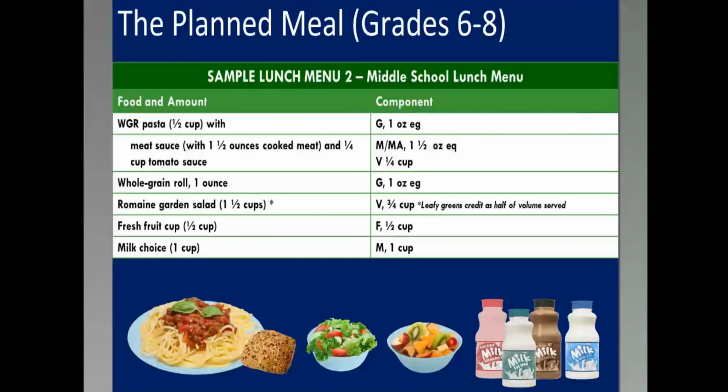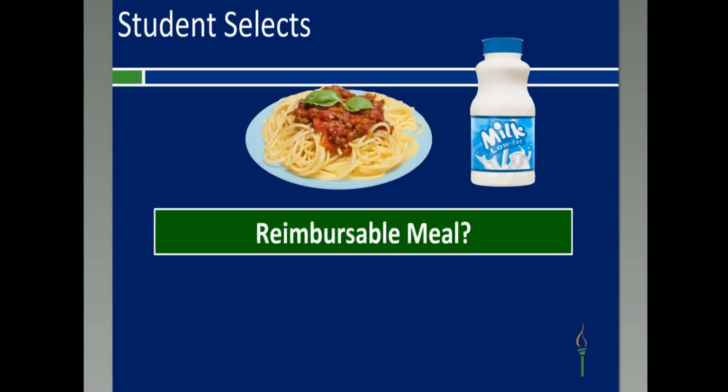Now we'll switch to middle school. Their planned meal is whole grain pasta, half a cup, equaling the 1 ounce equivalent grain, with a meat sauce, 1½ ounces, and a quarter cup tomato sauce. So therefore we have a 1½ ounce equivalent meat alternate and a quarter cup vegetable in the sauce. The whole grain roll equals 1 ounce. The romaine salad, they're serving 1½ cups, and therefore it credits for half of that, which equals 3/4 cup. And their fresh fruit is half a cup, and their milk choice is 1 cup.